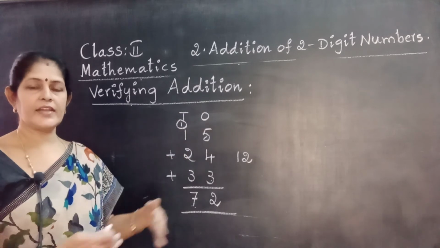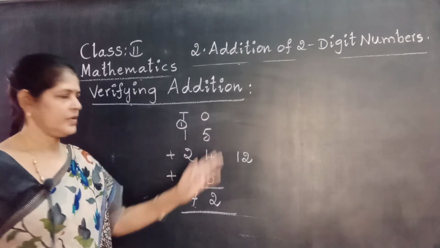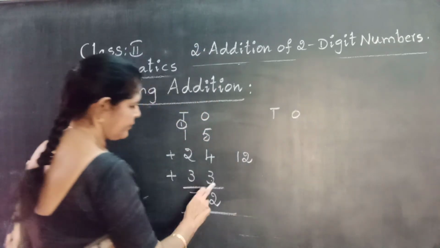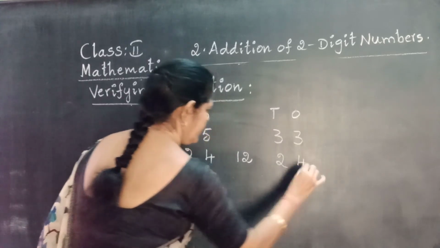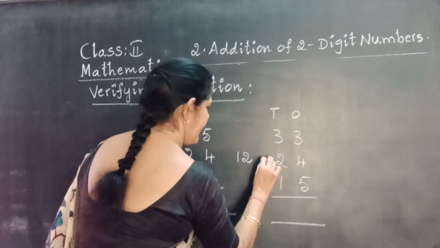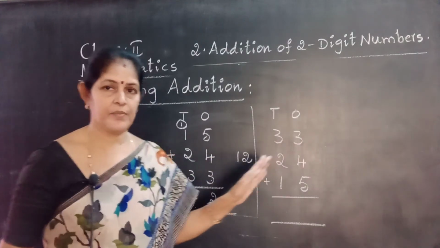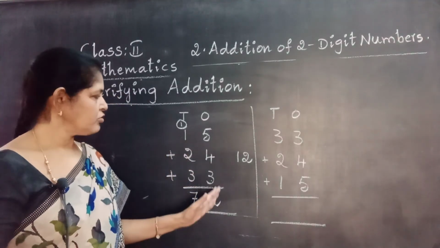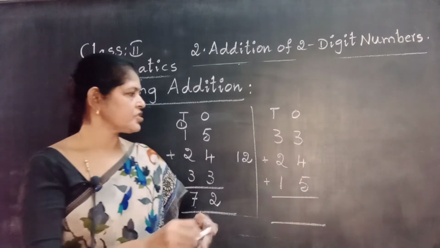Verifying addition means write the numbers in reverse order. That means down to up. Again the same numbers in reverse order. That means 33, second number 24, first number 15. What is the symbol for addition? Plus. Very good. Now adding ones. Verifying addition means write the given addends in reverse order. Okay? Down to up. Down number first, second number, first number.